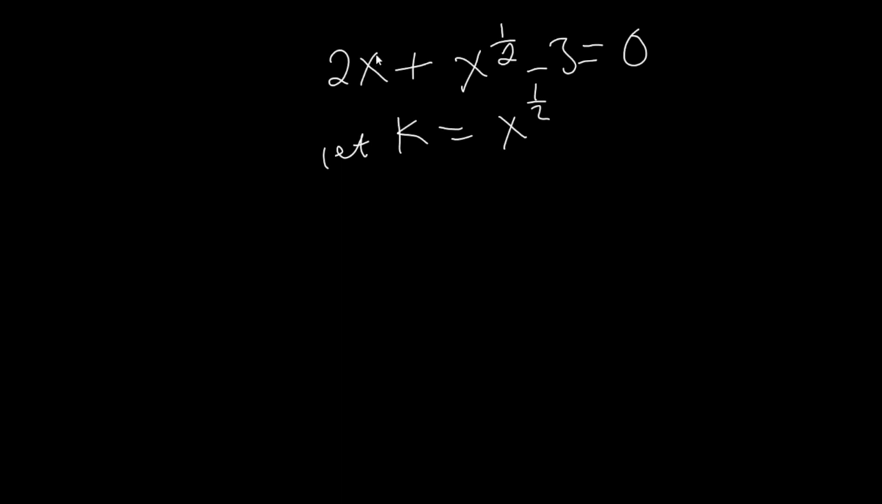I can turn this into k if I make it to the power of 2, right? Because k is x to the power of half. If you multiply this half by the reciprocal of half, which is 2, then I'm going to remain with the x, right? So that is how it's going to be. That is 2k squared plus k minus 3 is equal to 0.